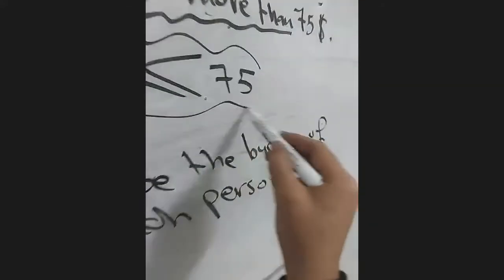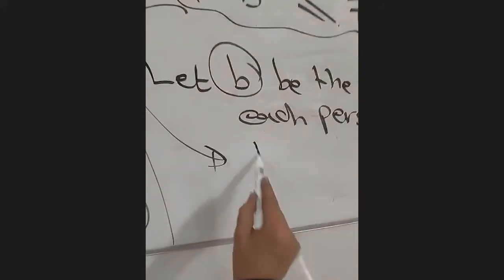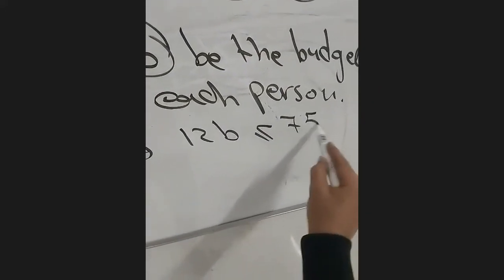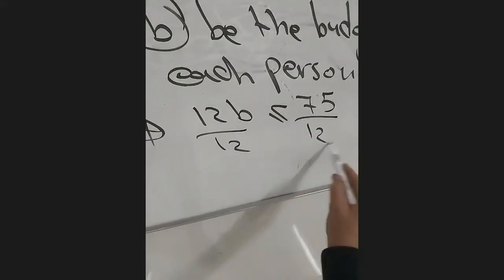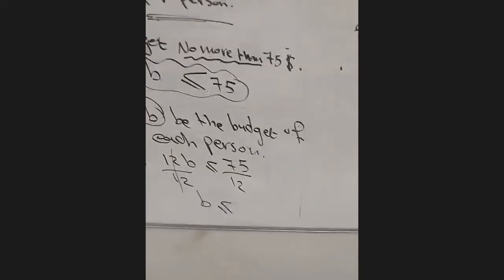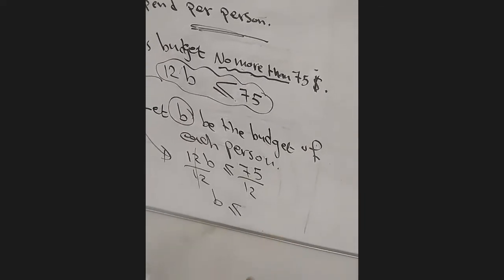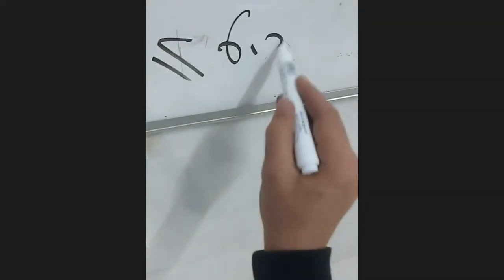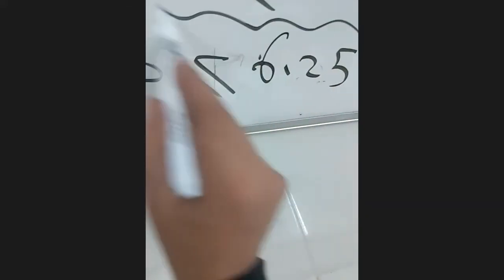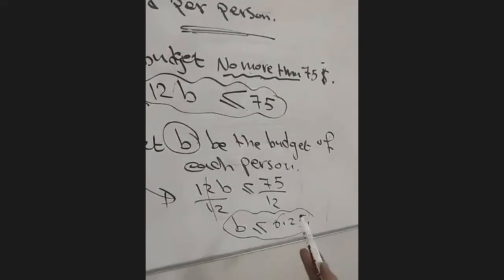This is our inequality. What will I do now? I will solve it. 12B is less than or equal to 75. I will divide both sides by 12. B will be less than or equal to what? 75 divided by 12, how much? Not 5. If you divide 75 by 12, guys, it is 6.25. This is the answer. So this is the inequality, and this is the answer.